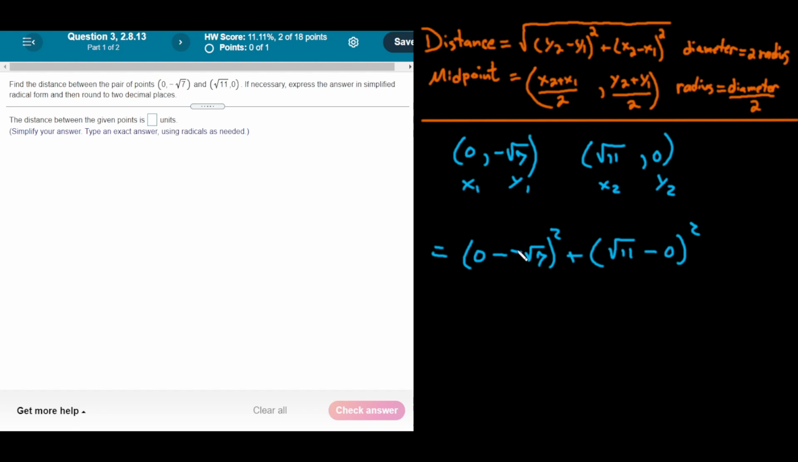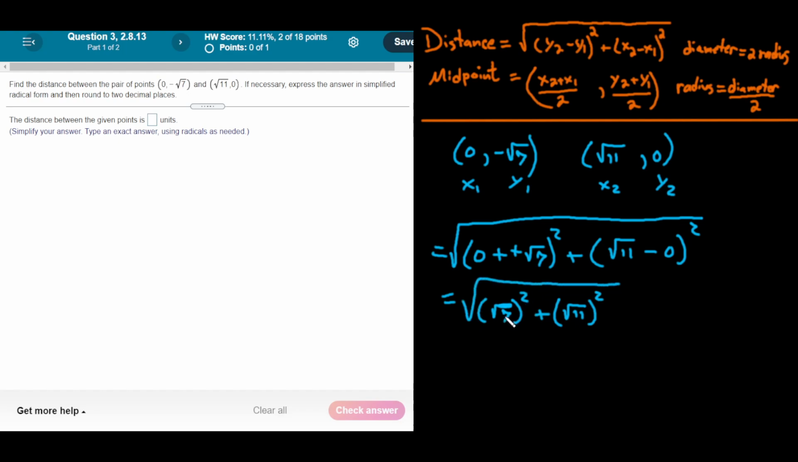Now, whenever I see two negatives side by side like that, I just make both of them into plus, because negative and negative is plus, right? When you subtract the negative, everything turns into a positive. And let's not forget the radical that's above it. So 0 plus the square root of 7 is just going to give you the square root of 7. Right? 0 plus anything is just that number. Squared, plus the square root of 11 minus 0 is just the square root of 11. And it's also squared. So let's take the square root of all this.